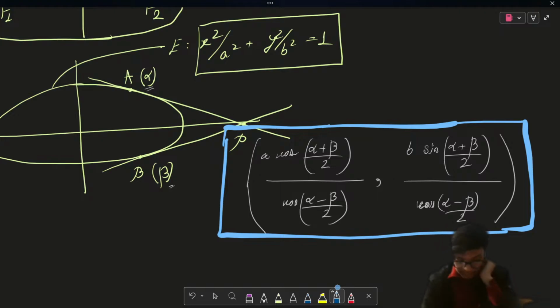Is this part clear to all of you? Please do let me know in the live chat, is this part clear?